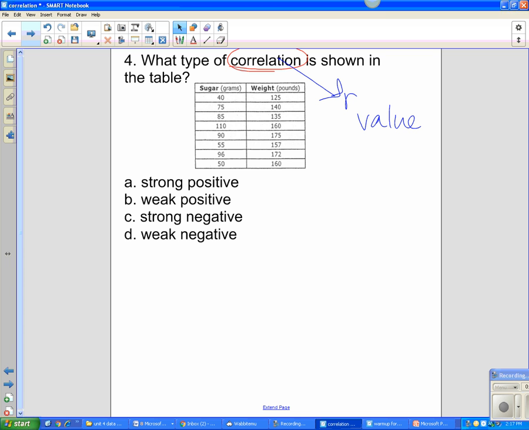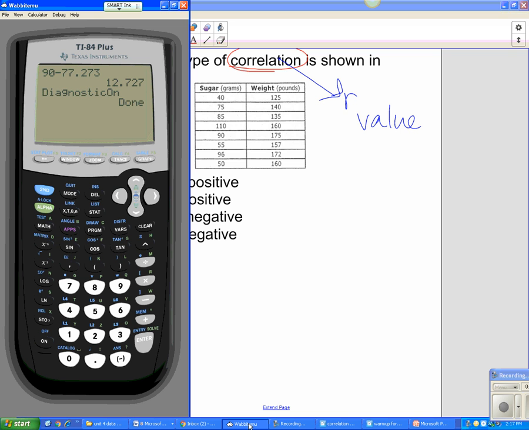That's what it's looking for. The R value when it says correlation. So write that on your paper. R value is what it's looking for when asked for the correlation. All right, to get the R value, we put it in our calculator just like we did yesterday. Okay, so Jacob King, what button do I press to put those in my calculator? Stat.